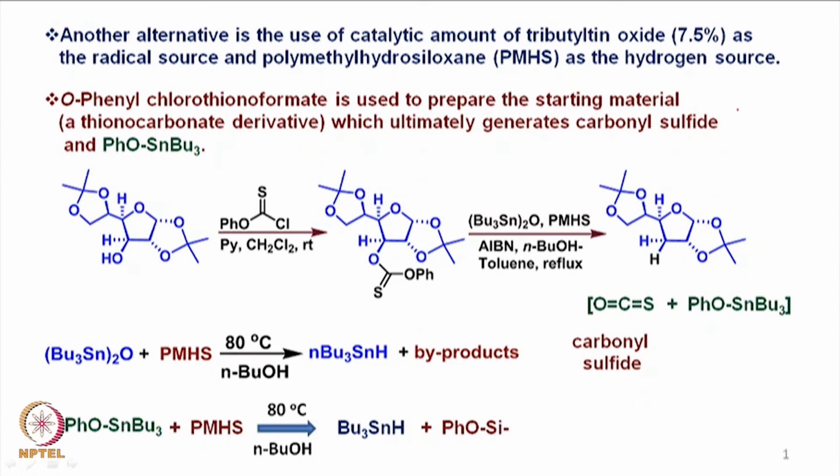Now another alternative is the use of a catalytic amount of tributyltin oxide, approximately 7.5%, as the radical source, and polymethylhydrosiloxane, PMHS, as the hydrogen source. Now what is done is that the substrate, which is a hydroxy compound, can be converted to the corresponding thionocarbonate derivative like this by reacting with phenyl chlorothionoformate in the presence of pyridine.